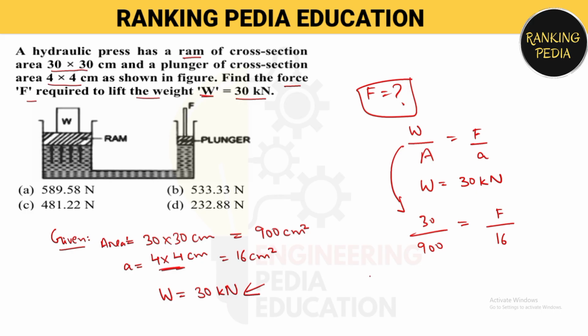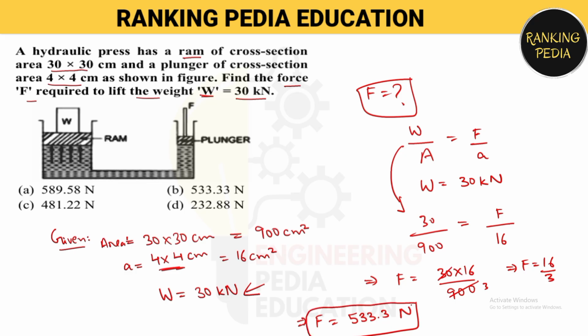When we calculate 30 by 900 equals F by 16, the force comes around 533.3 Newton. This is the final answer. The force is 533.3 Newton. Option B is correct.